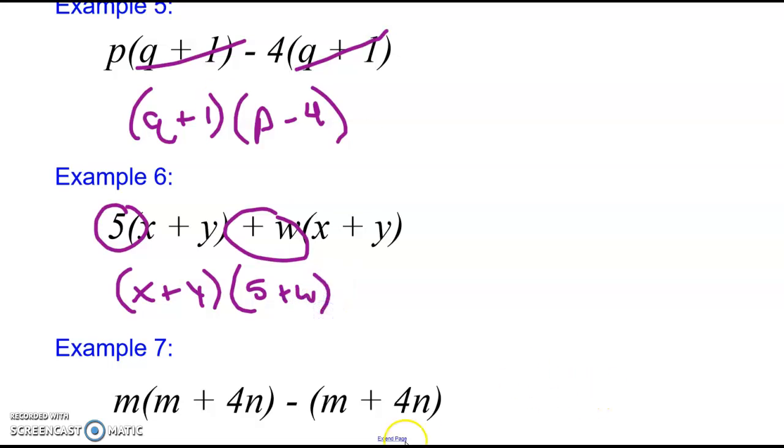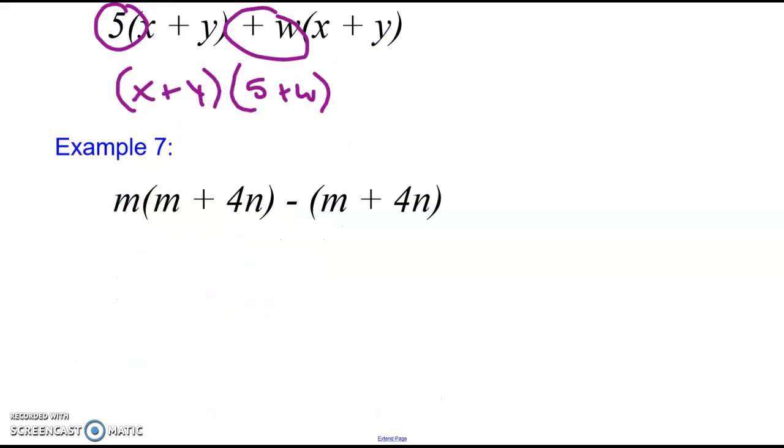And then, finally here, this last one's a little tricky, just because there's one little thing that you might miss here. You're going to see pretty clearly that the common factor is m plus 4n. This binomial is common to both here, right? So I can divide out that. I have m times (m plus 4n) minus (m plus 4n), right? So this gets factored out, and I just write that as m plus 4n. That's one of my factors.